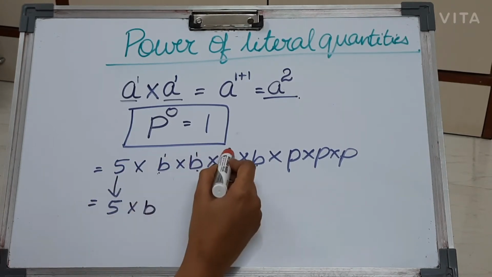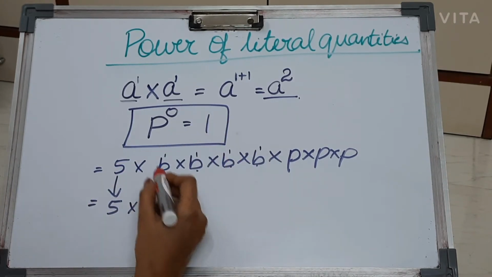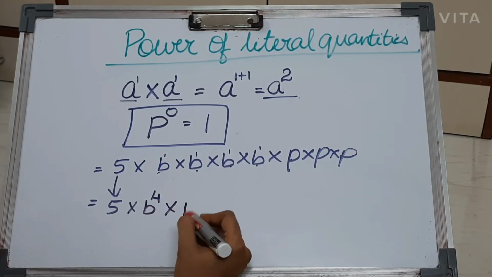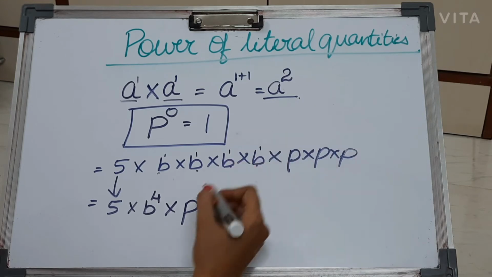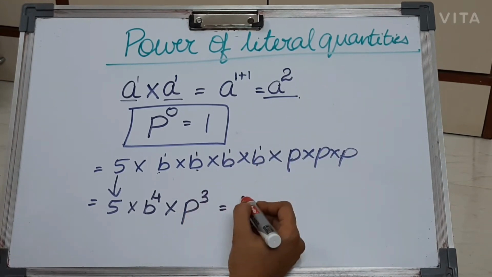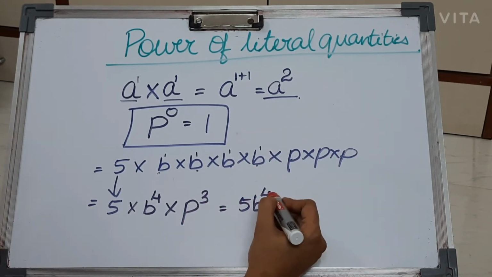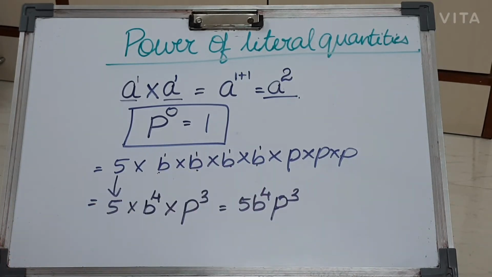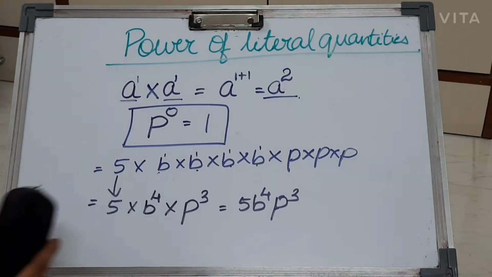1, 2, 3, 4. We'll add up all the powers. b to the power of 4, and p, how many p's? 1, 2, 3. So p to the power of 3. So the answer here is 5, b to the power 4, p to the power 3. So this is a very small concept. Now coming towards the next example.